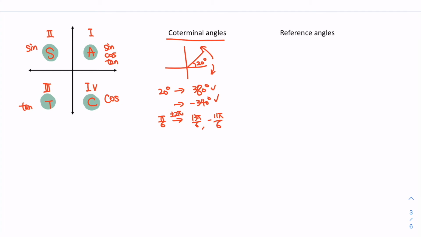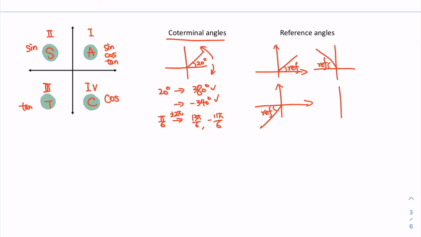Reference angles depend on which quadrant the angle is in. We have different reference angles. In the first quadrant, this is our reference angle. Second quadrant, this is the reference angle. Third quadrant, this is the reference angle. And then quadrant 4, this is the reference angle. All the reference angles are with respect to the x-axis. So using all this information, we can evaluate any big angles.